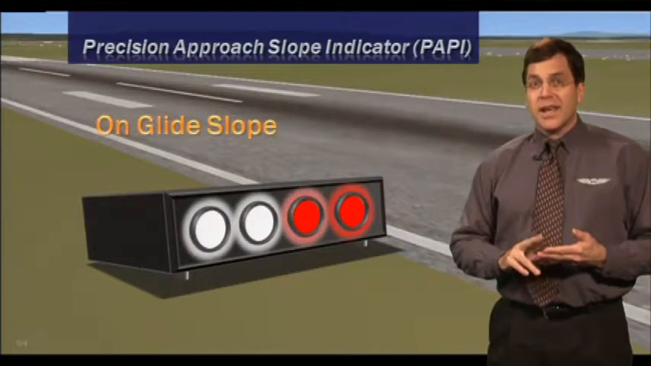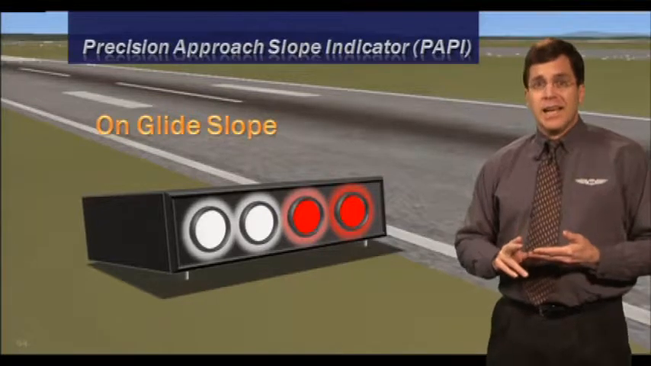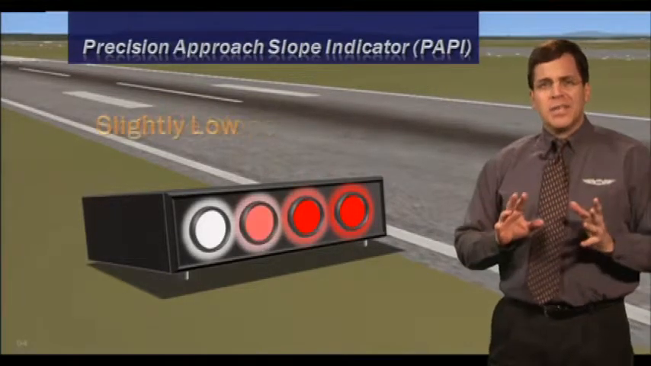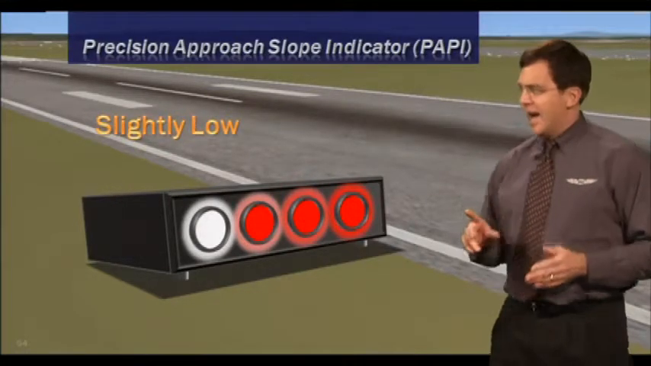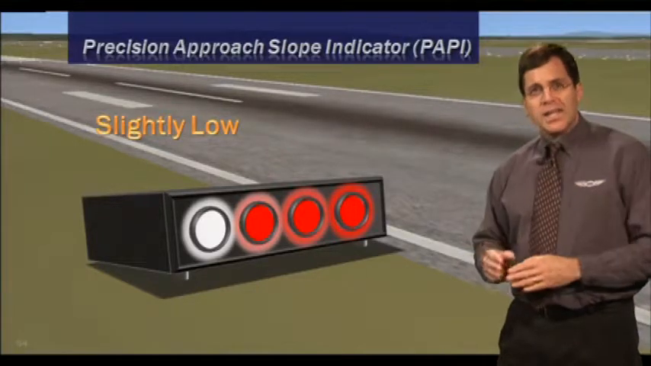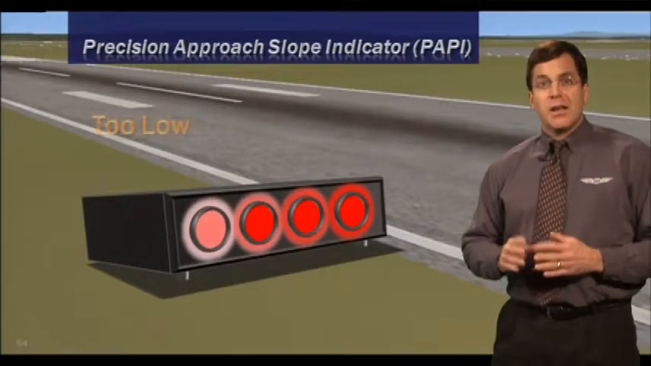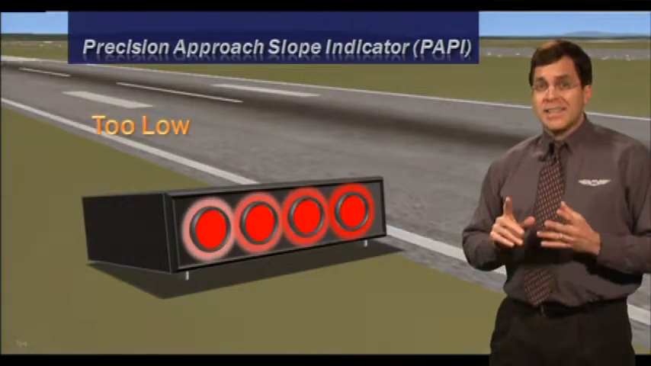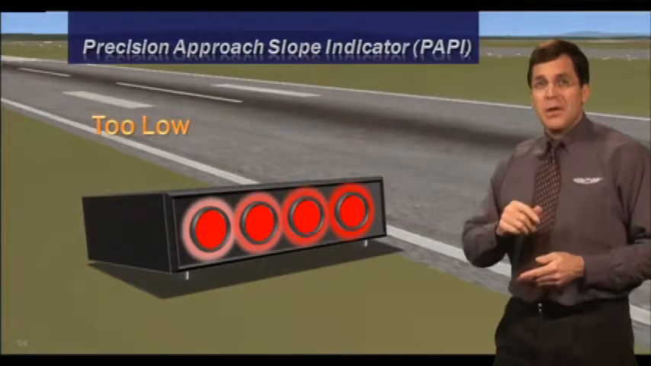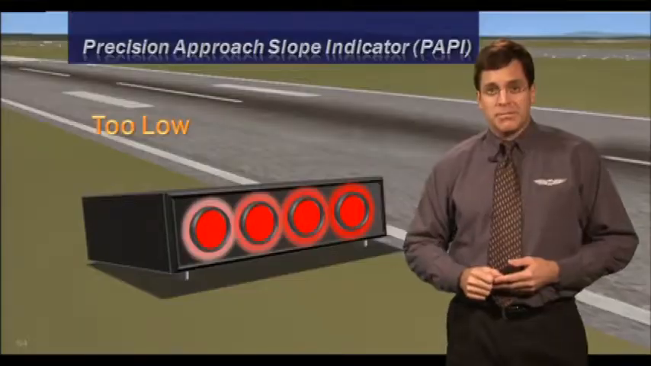Two white and two red lights indicate that you're on the proper glide path. And if you see one white light and three red lights, you're slightly below the ideal glide path. With four red lights, that indicates that you're definitely too low. Now here's an example from the pilot's point of view.